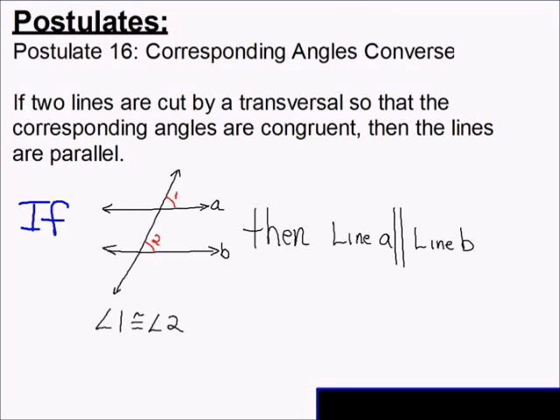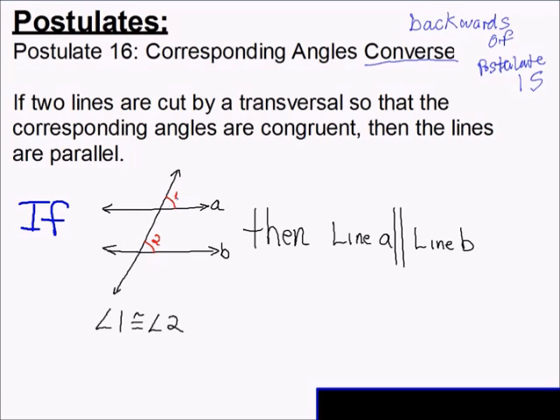Let's write this down, and you probably need to pause the video. Postulate 16 says the corresponding angles converse. Remember, converse does mean backwards. So for this postulate, it's the backwards one of postulate 15. Postulate 15 says if lines are parallel, then the corresponding angles are congruent. Postulate 16 says if you have corresponding angles congruent, then the lines are parallel.